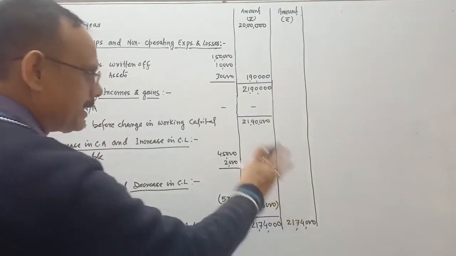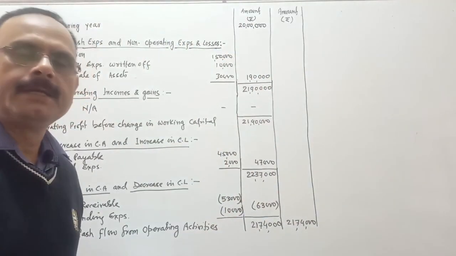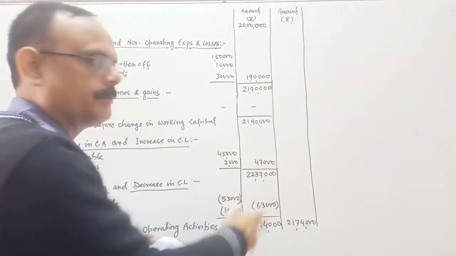In this column we will write cash flow from operating, cash flow from investing and financing. Thereafter additions, in this column we will do.